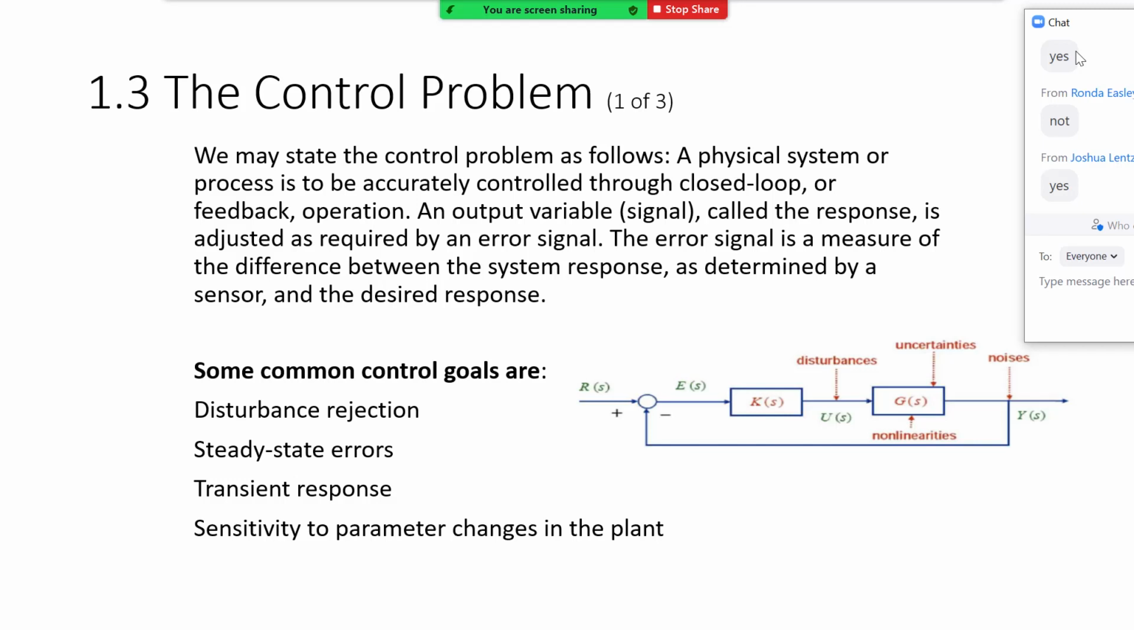I'm not going to say what the transient response should be, because it's going to depend on what you're trying to control. I might want it to be very fast. I might want it to be slower. I might want it to have a short settling time, a short rise time. And again, all these are relative depending on the system that you're trying to control. Okay.